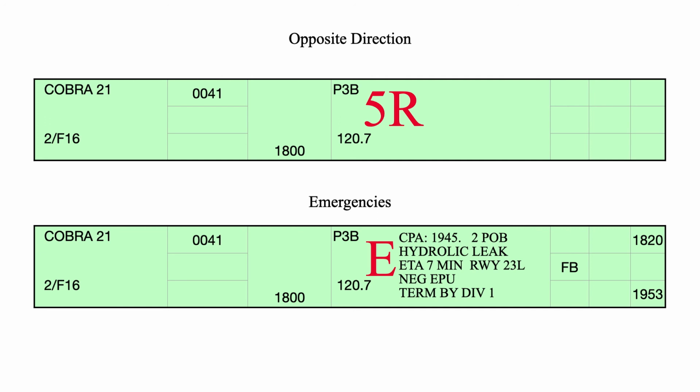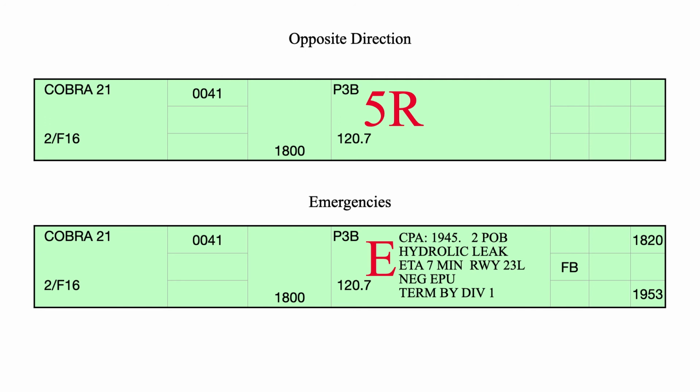The CPA is whenever we actually launched the primary crash phone. At 1945 is when it was launched. There's 2 personnel on board. That's the POB. Nature of emergency was hydraulic leak. The ETA was 7 minutes. The landing runway was runway 23 left. It says neg EPU, which is negative EPU. And when we get to aircraft characteristics, we'll explain what that is, but that's very important for an F-16 type aircraft.